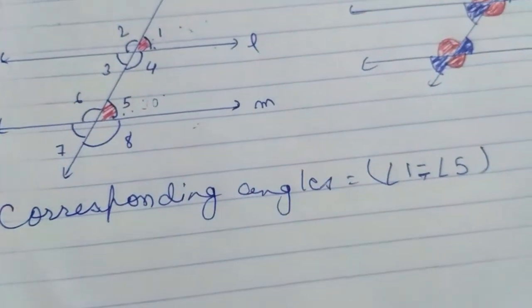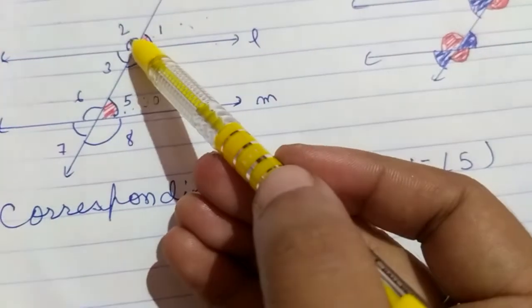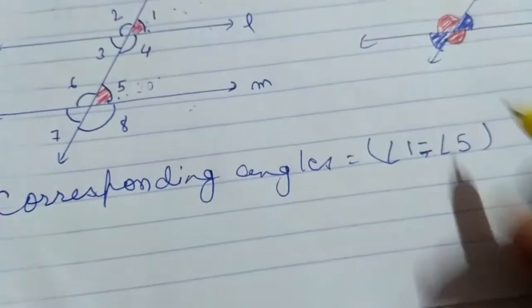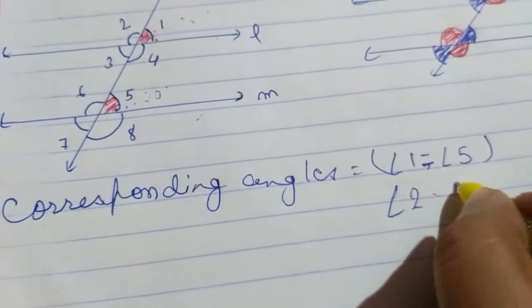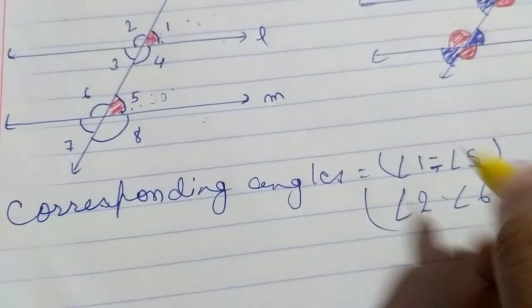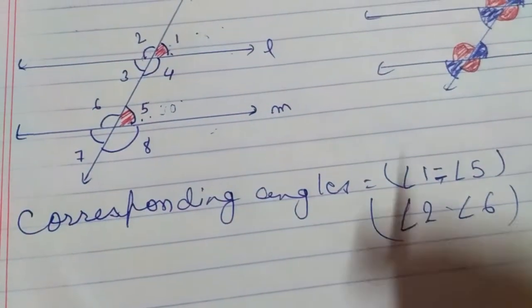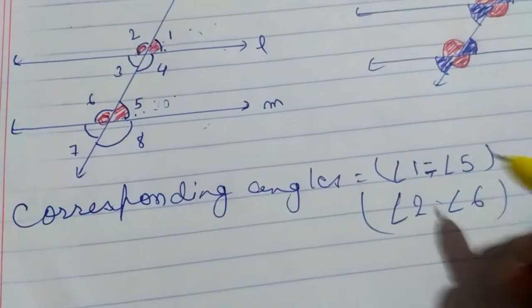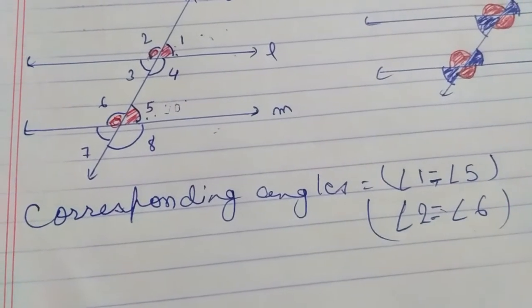Second, when we take the second pair, the second pair is 2 and 6, corresponding angles 2 and 6. Which one? Simply this one, 2 and 6. So both of these angles are also equal.